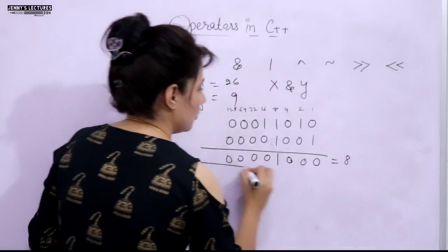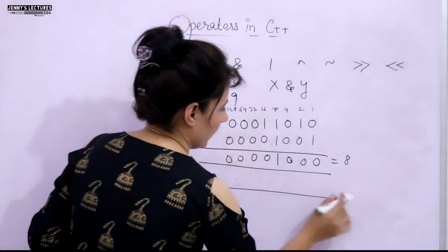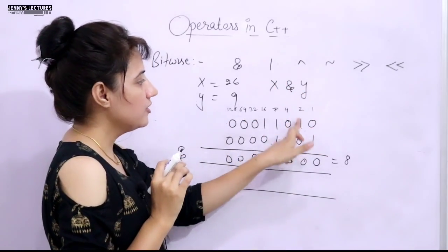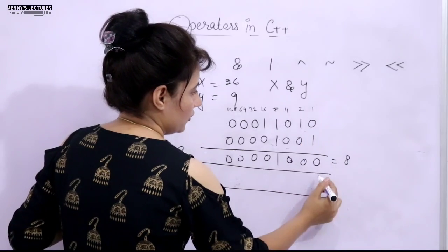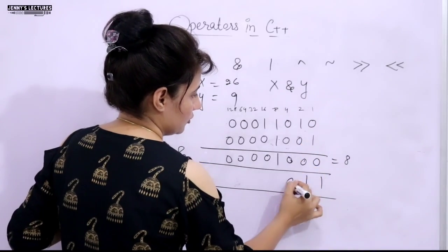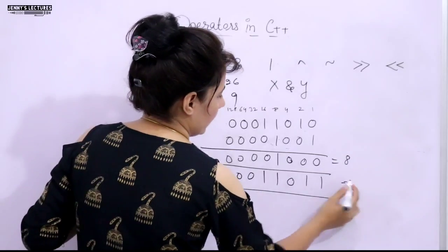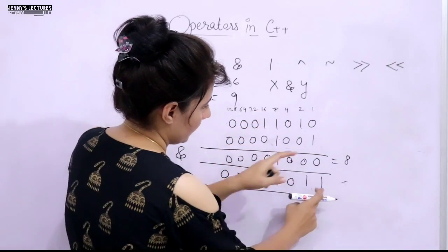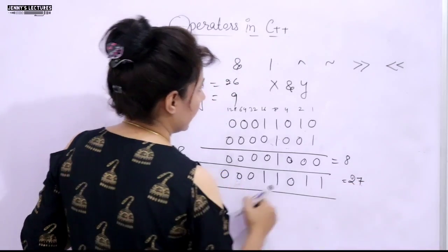If you perform bitwise OR, this is bitwise AND, this is bitwise OR, the result I am writing here. Bitwise OR means if any one is true, it will give true, otherwise false. 0 1, this is true, yes, 1 1 0 1 1 0 0 0. It will give what? See, 16 plus 8 plus 2 plus 1, it will give 27, right?